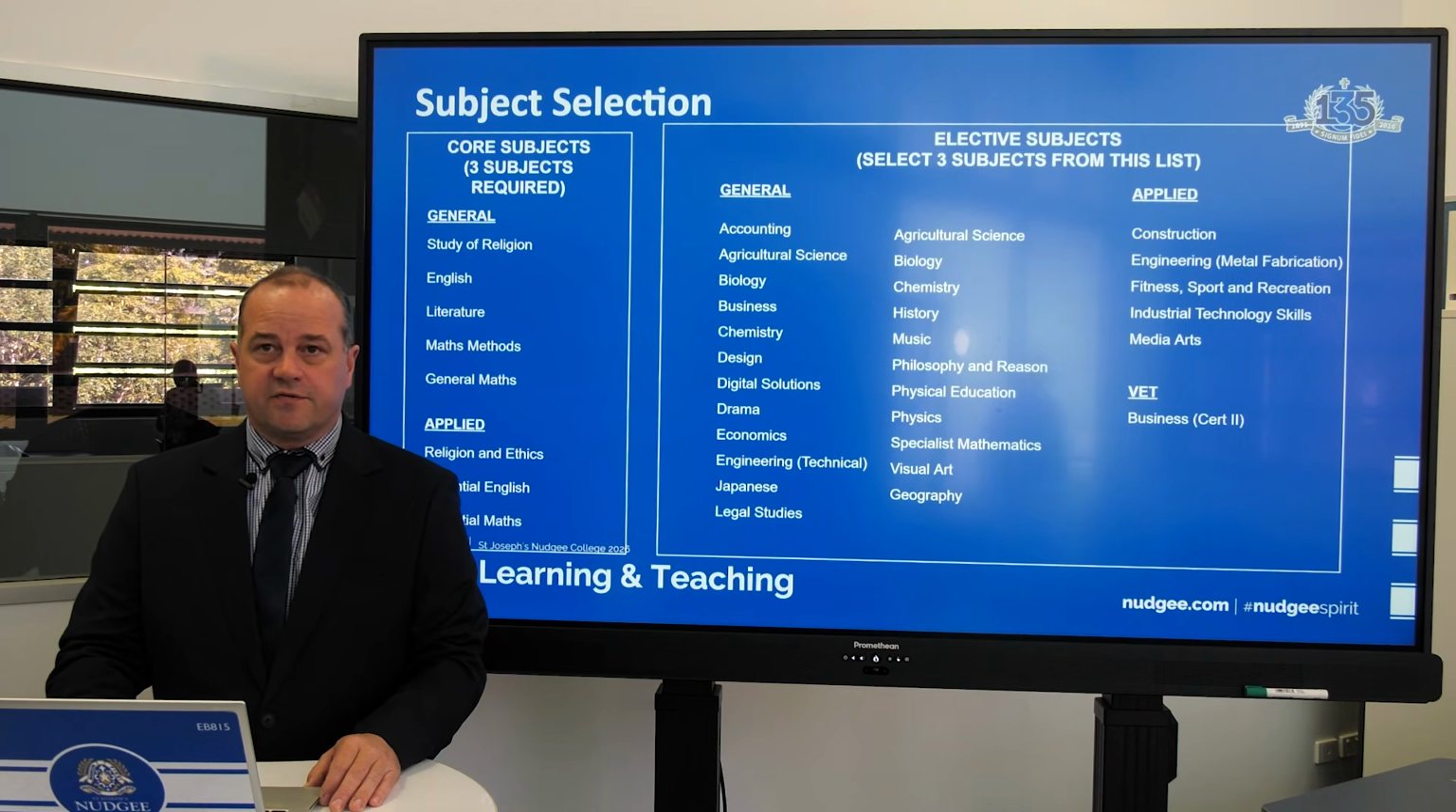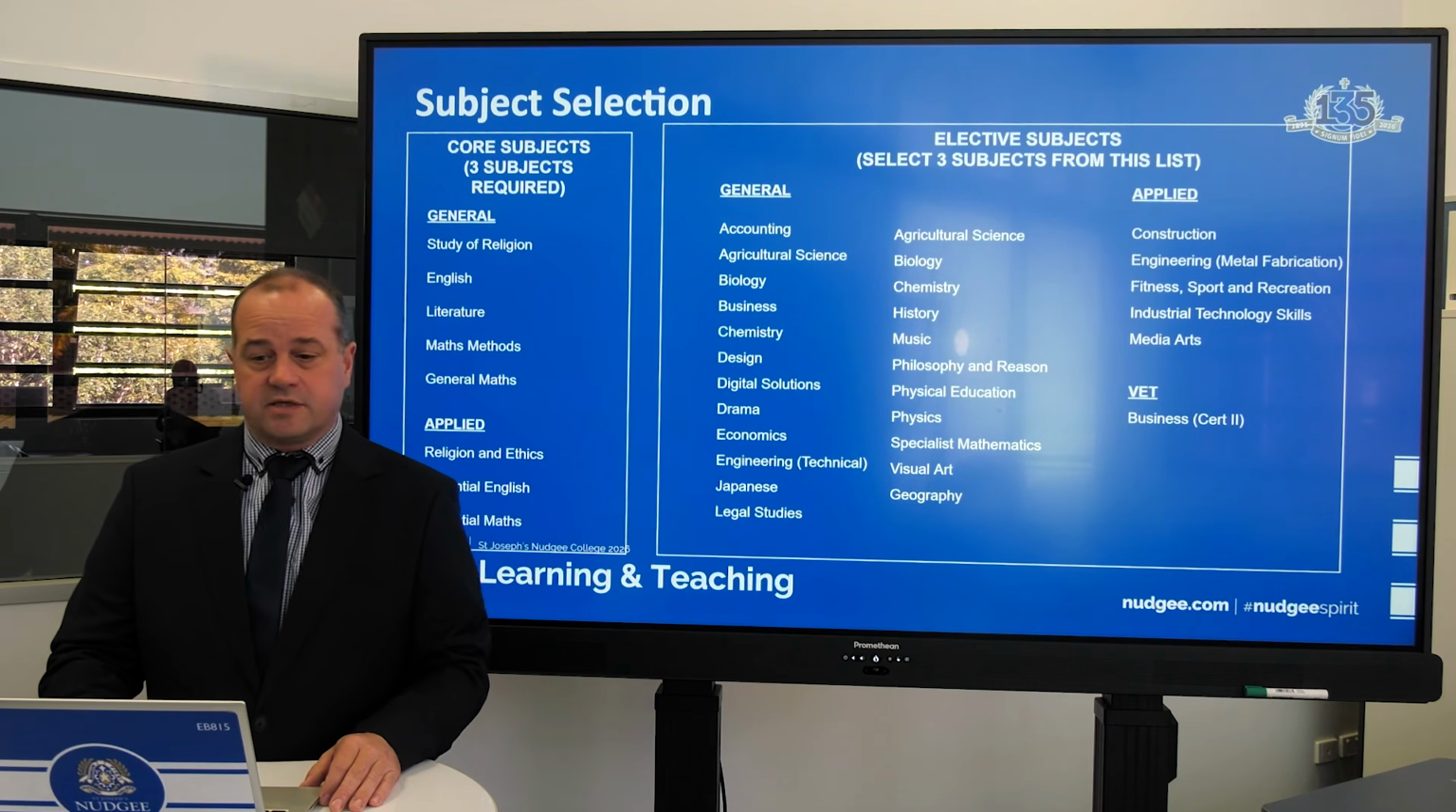If your son knows he wants to go on, say, a trade pathway, or he really likes working with his hands, some of those applied subjects, say the construction, the engineering, our fitness, sport and rec, ITS or media arts are subjects that he could engage with.